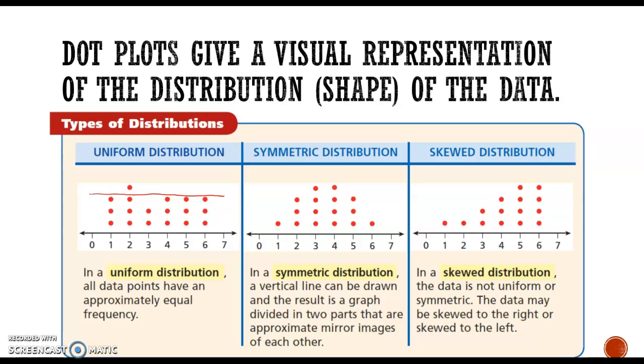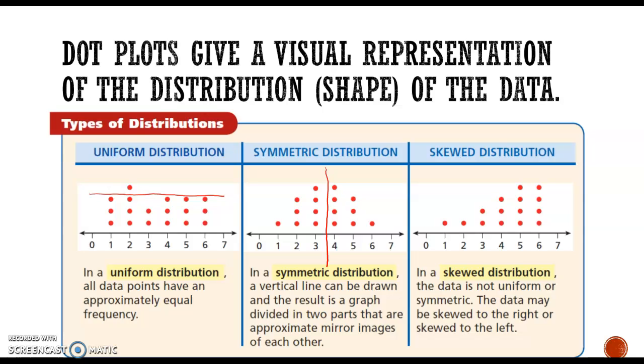The second one is a symmetric distribution, and you've learned symmetry before. So if you could draw a vertical line down the center of your dot plot, and the left and the right side are about the same, pretty much. Now your symmetric distribution may not be a perfect symmetric graph, but it's going to be pretty close to being symmetric, where both the left and the right side are a mirror image of each other.